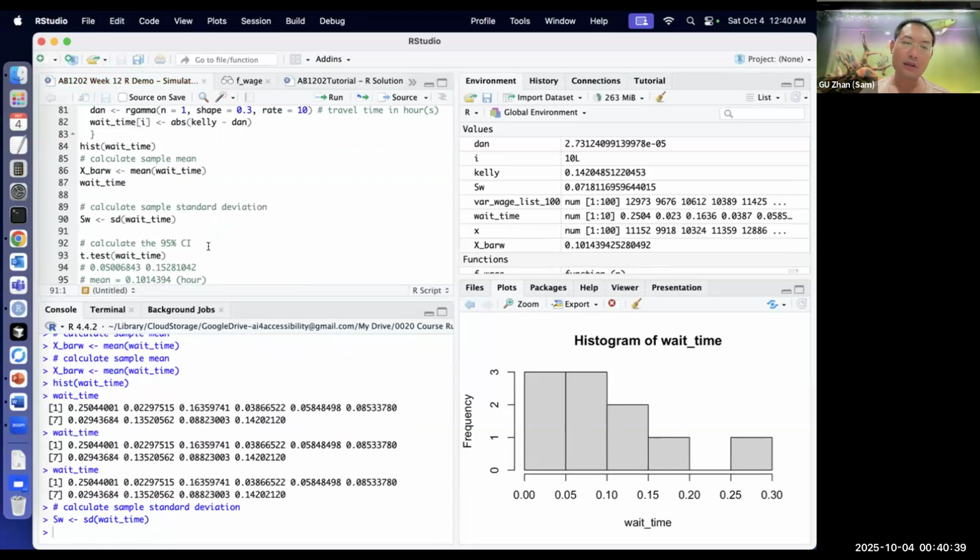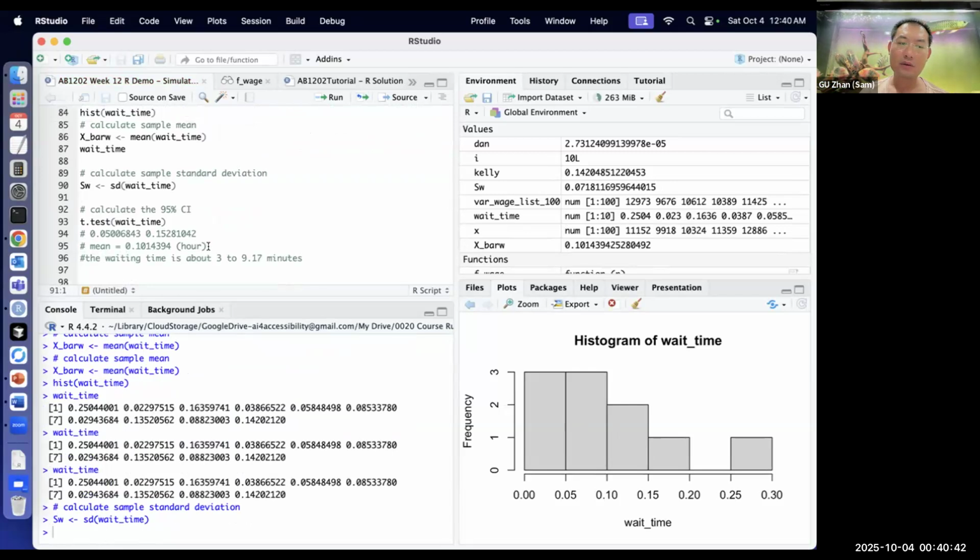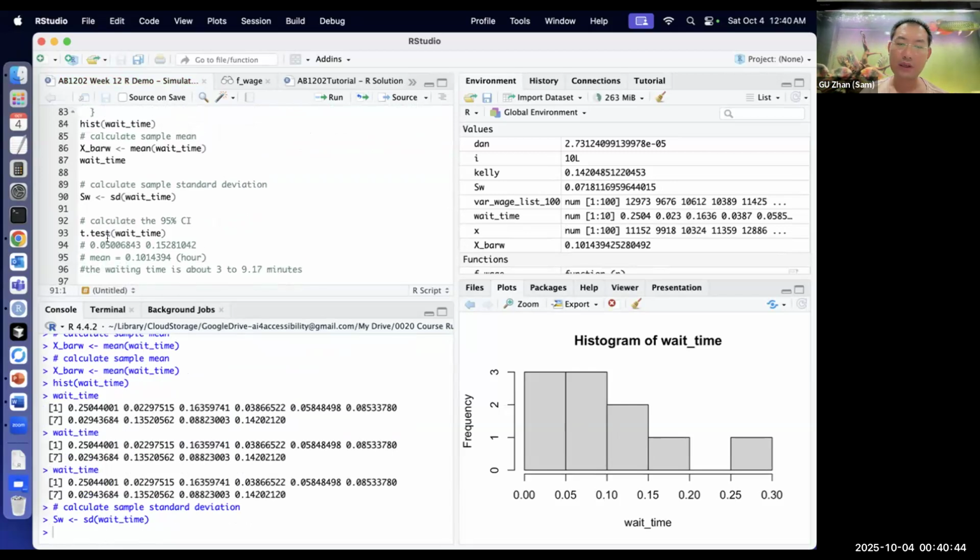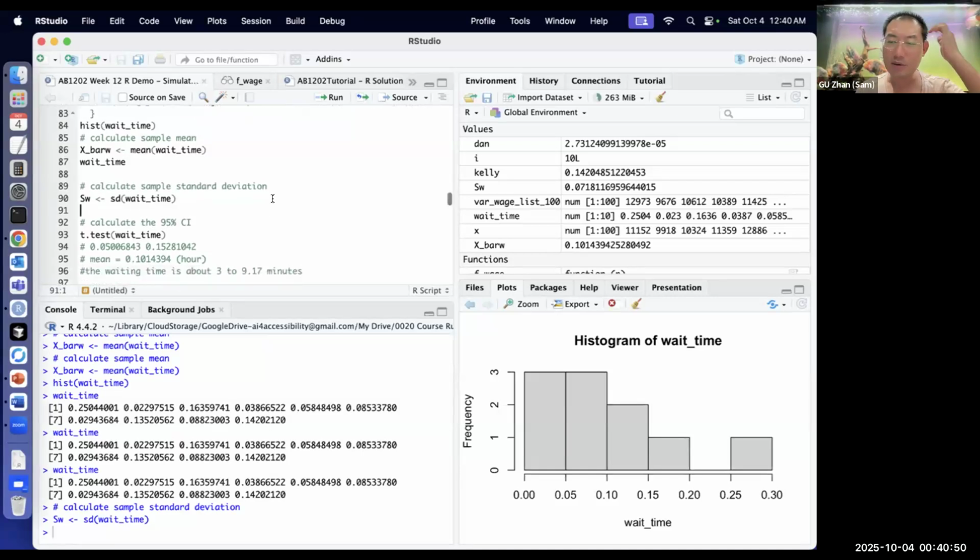One of the simplest ways to calculate the confidence interval is to use a t-test. Why use a t-test, not a z-test here? Because we do not know whether the population is normal or not, and we do not know the standard deviation of the population distribution, sigma. So we are using the sample standard deviation to estimate the population standard deviation. Then we need to use the t-distribution, okay?